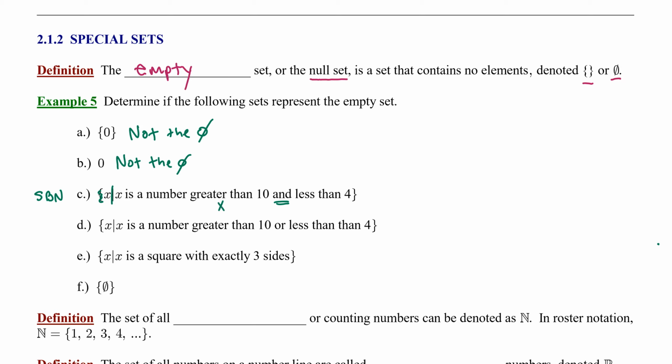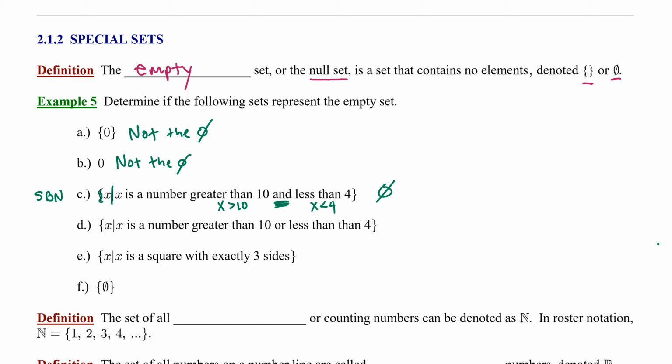We're dealing with a number strictly greater than 10 and less than 4 at the same time. Can you think of a number that is both bigger than 10 and less than 4 simultaneously? No, it's not possible. So this set, given in set builder notation, is an example of the empty set. That is, there are no elements that belong to this set.